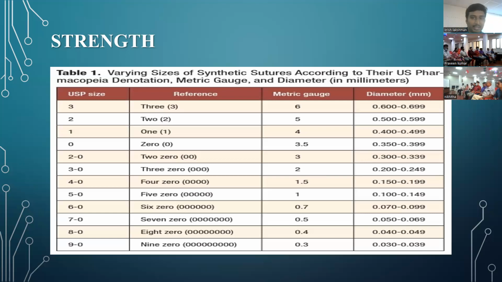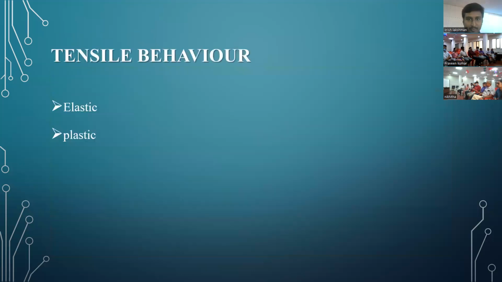The tensile strength of the suture can be defined as the force required to break the suture when two ends are pulled apart. Suture tensile behavior can be classified into elastic and plastic. In elastic, the suture regains its original length when the tension is released, but in plastic, it doesn't regain its length. In easier terminology, elastic means like a rubber band: you stretch it, it comes back to normal. Plasticity means you stretch it, but it doesn't come back to normal.